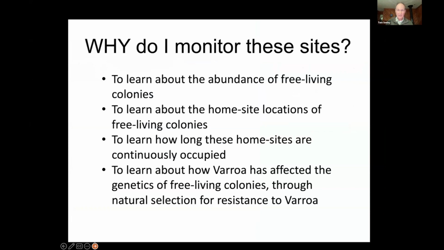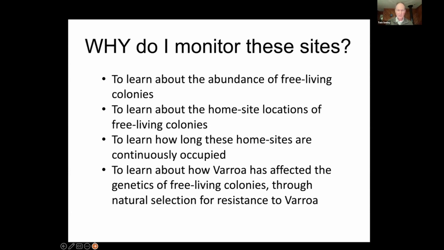Living colonies, nobody knew anything about that back in the 70s. I also wanted to learn about the features of the home sites of these free living colonies. Again, nothing was known. And I wanted to learn how long these home sites are continuously occupied. Many of the beekeepers at the time said, oh no, they don't live very long. They get disease or something, or they starve.